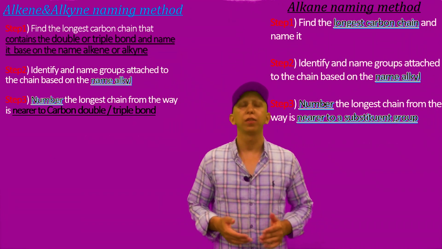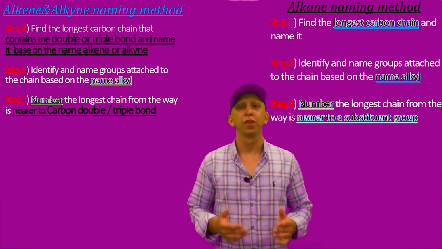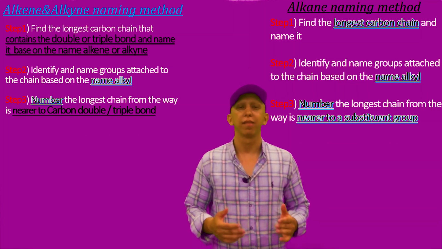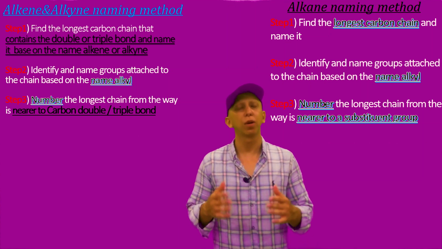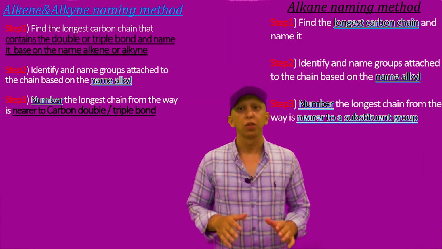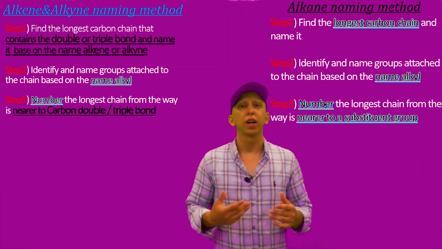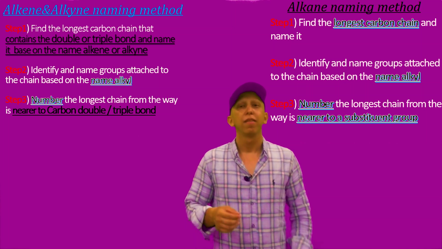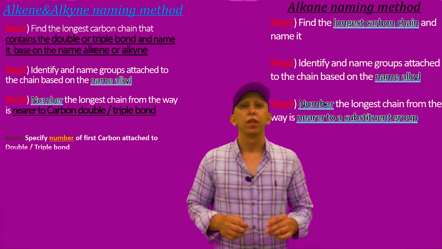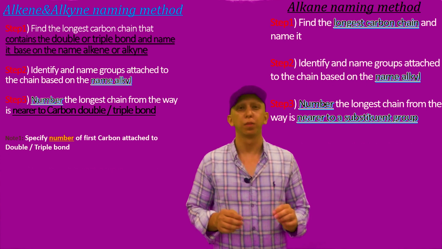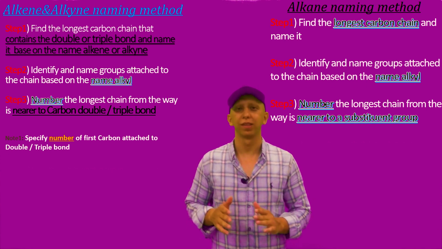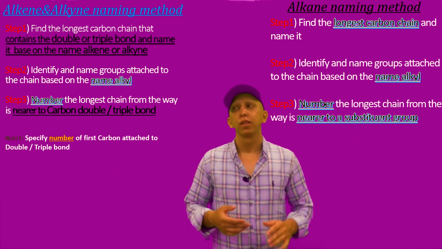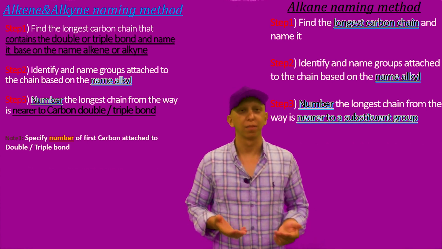We also have to consider one note that we didn't have in alkane. As we know, in here we have a double bond and a triple bond. So when we wanna write our main chain name, we have to write the number of the first carbon that attaches to the double bond. So it's time to have some examples.